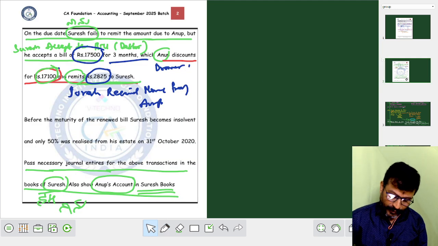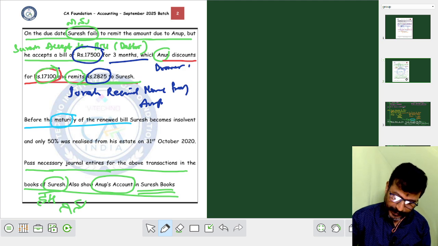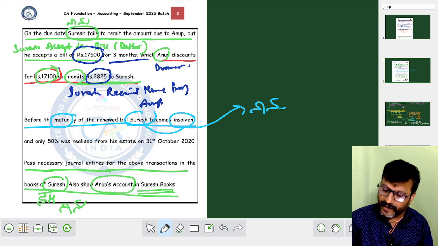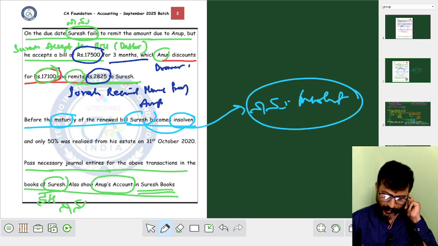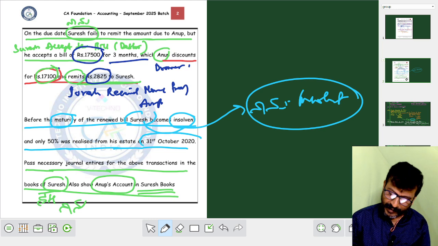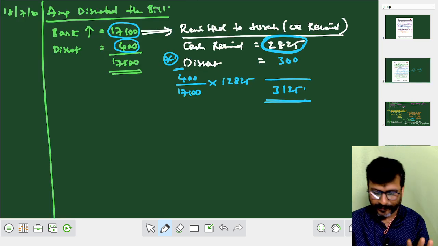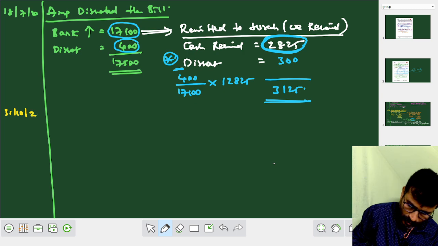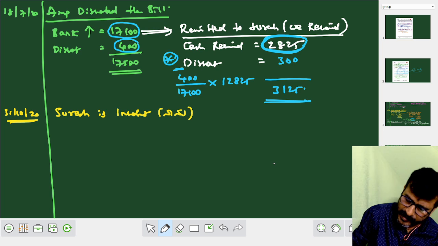See what happened before the maturity of the renewed bill. Suresh becomes insolvent. Who is Suresh? Me. Suresh is insolvent means what? I am insolvent. Remember, and only 50% was realized from his estate on 31st October 2020. Date, what to write as date? 31st October 2020. Suresh is insolvent means I am insolvent.